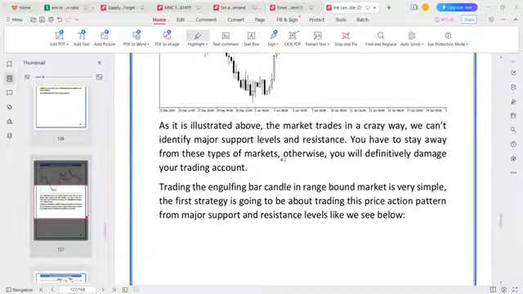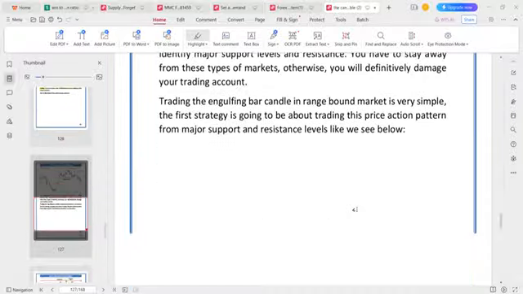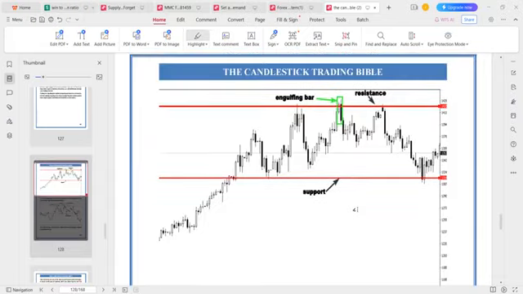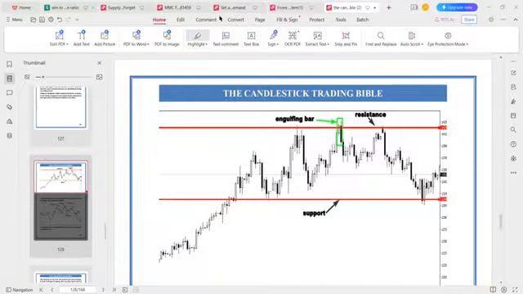Trading the engulfing bar candle in range-bound markets is very simple. The first strategy is going to be about trading this price action pattern from major support and resistance levels, like we see below. So the main thing is, okay, let me not get too ahead. From this chart, I'm just going to talk about what's on the chart. We have a high, a high, a low, a low, a broken zone and a retested zone. So now we have a range to work with.